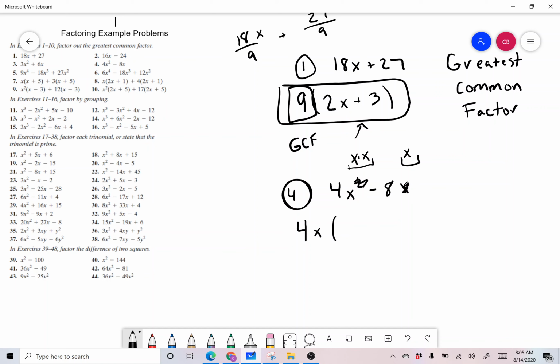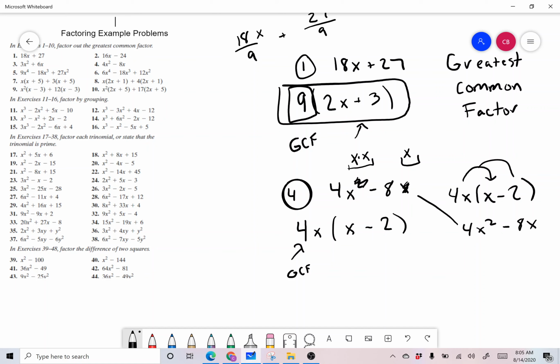And so that's going to leave us with 4x times what gives us x squared? Well, that would be x. And then 4x times what gives us negative 8x, which is negative 2. So just to check it, this is the GCF, obviously. Just to check it, we have 4x times x minus 2. If we remember distribution, multiply this to this, that's 4x squared. Multiply that to that, that's negative 8x. And so since this matches this, we know that is the GCF, and we've done this correctly.